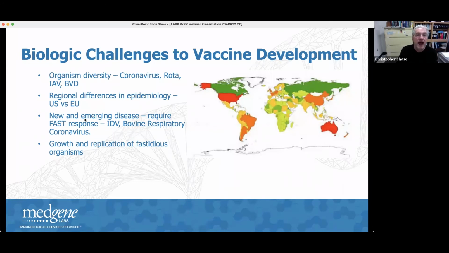And again, then we have the new and faster emerging diseases where there aren't any vaccines and they require a faster response. So one of the viruses that we've been dealing with, particularly in cattle, that's certainly new, and again, we're trying to figure out how that fits in, is an influenza D virus. And then we have bovine respiratory coronavirus, which you certainly have seen issues with as well.